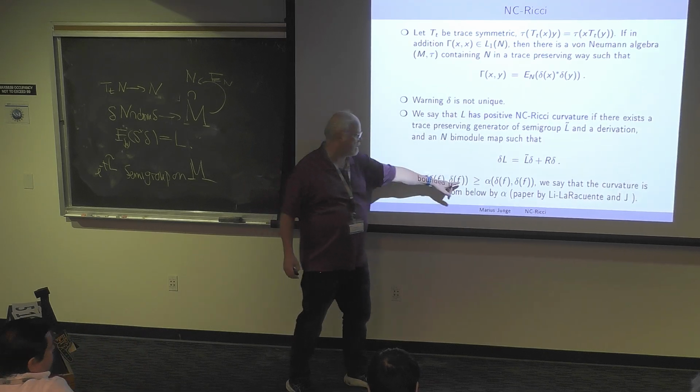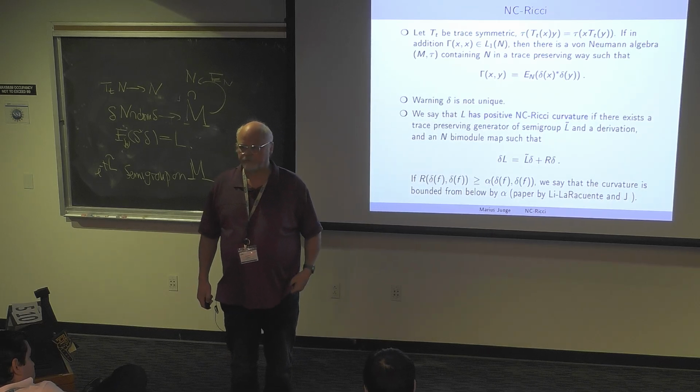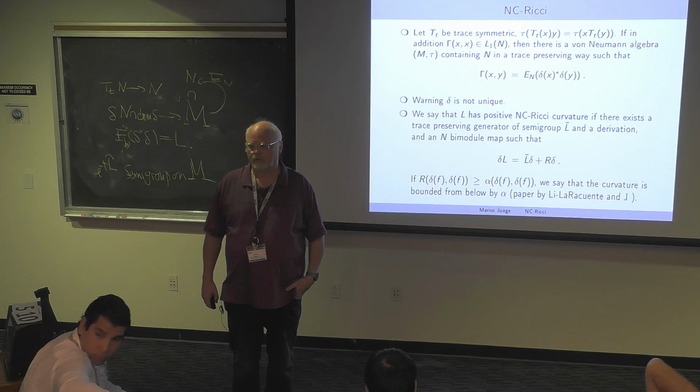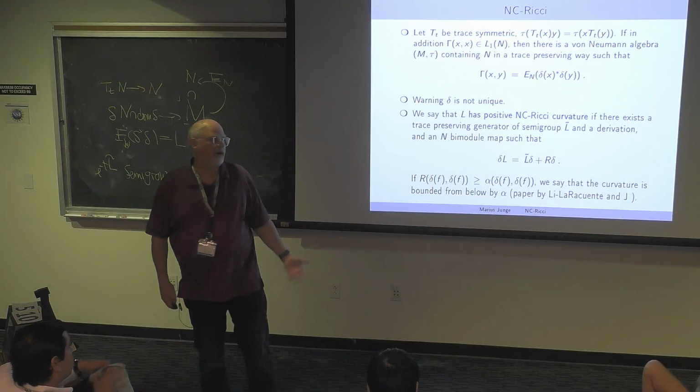And this inner product is n-valued, right? I mean, it's not scalar valued. Is it possible there's another derivation that satisfies the first equation, but not the second? If you find one, I call this positive Ricci curvature. I don't care which one. Yeah, I'm flexible. Too flexible maybe, but why am I flexible?